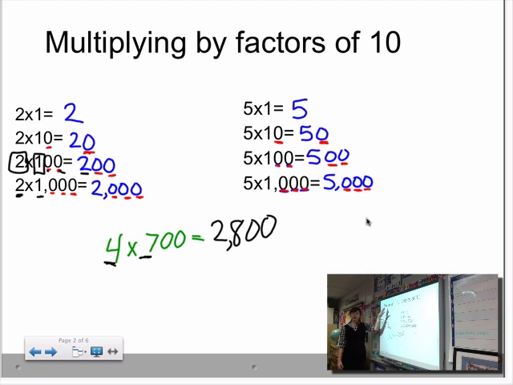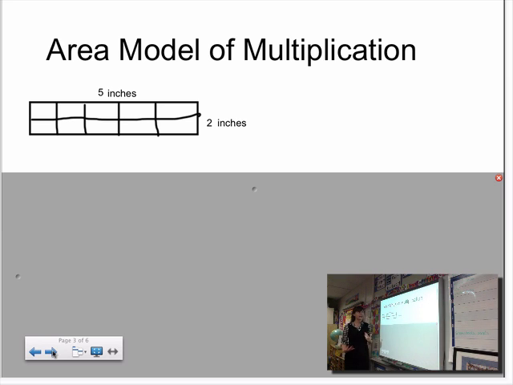This idea of multiplying by factors of 10 is going to come into play today as we move forward learning more about double-digit multiplication and a special way to show our work. This special way to show our work for double-digit multiplication is called the area model of multiplication. The reason why we call it the area model of multiplication is because we use actual drawings to help make a visual representation of the multiplication that we're going to do.